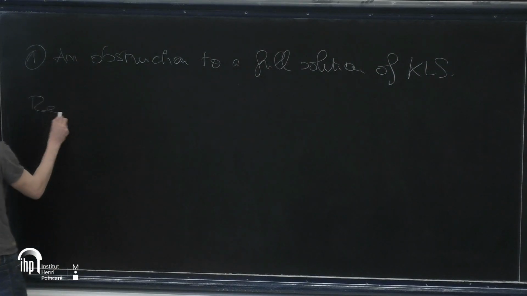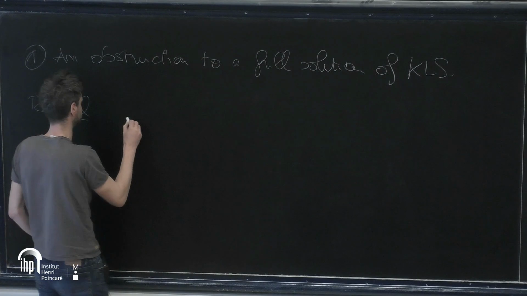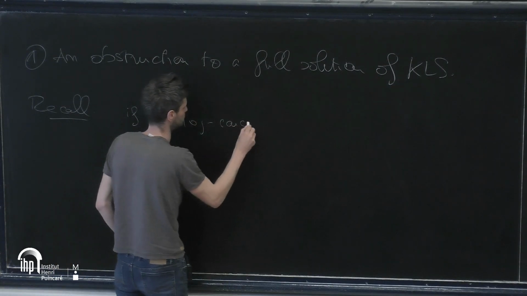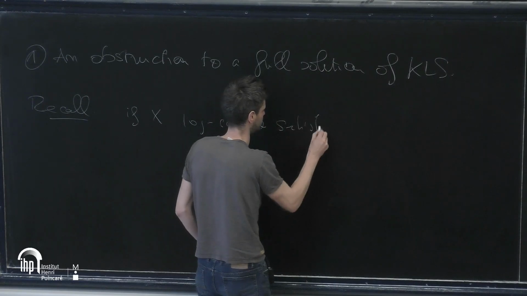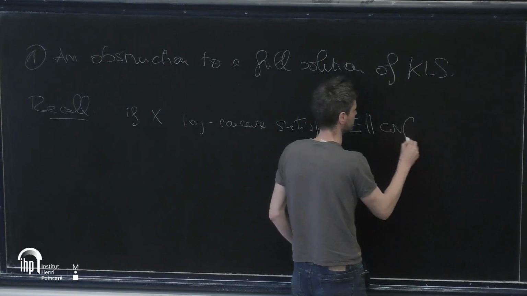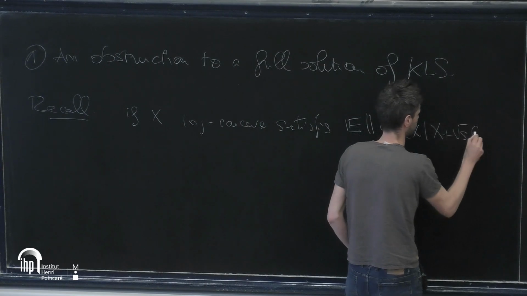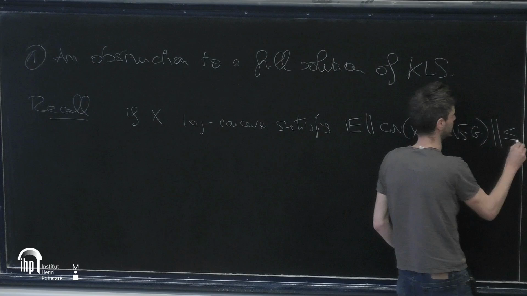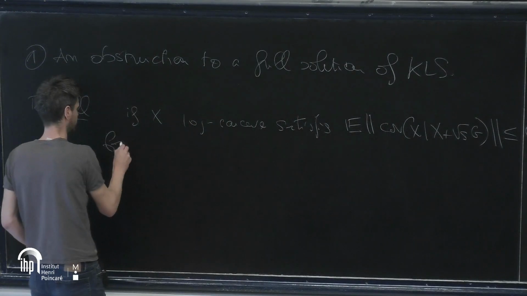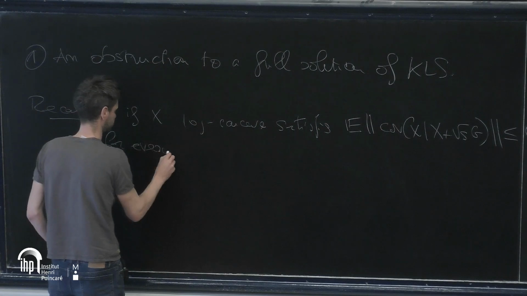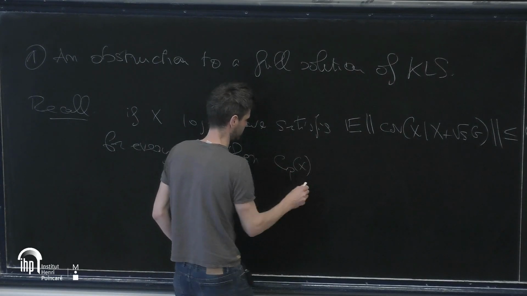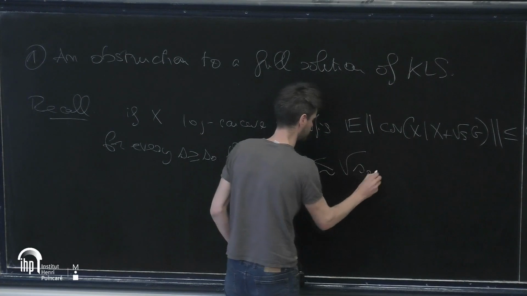So recall that we have seen that if x is log concave and satisfies some bound, less than some constant, for every s greater than some s naught, then the Poincaré constant Cp of x is less than square root s naught.